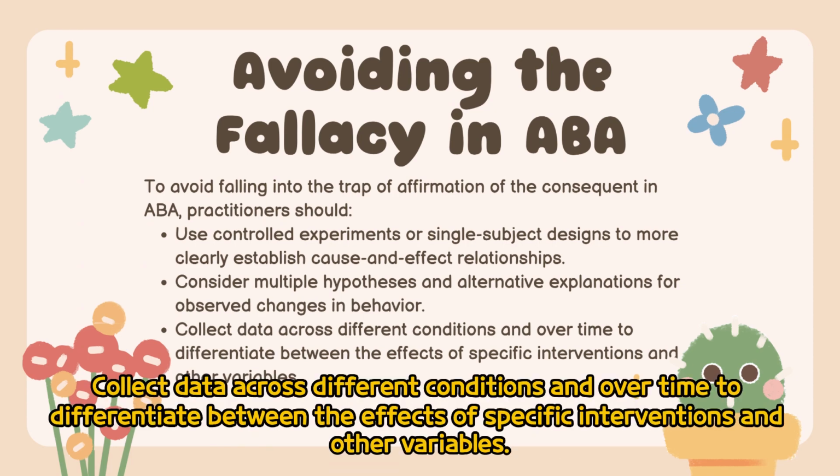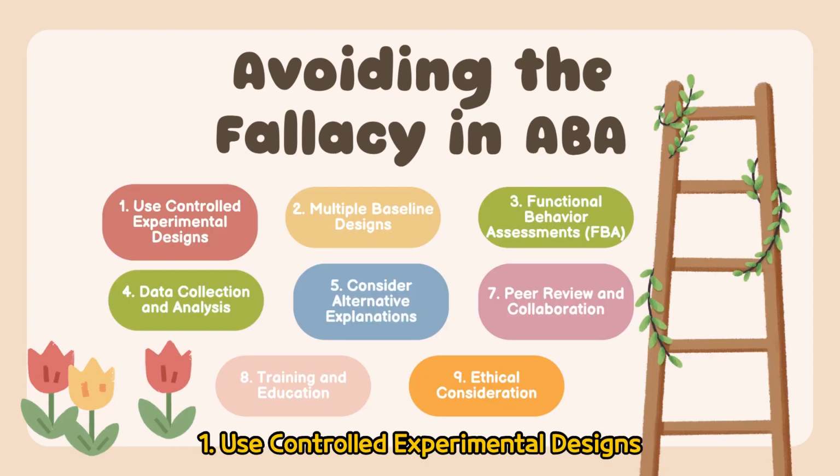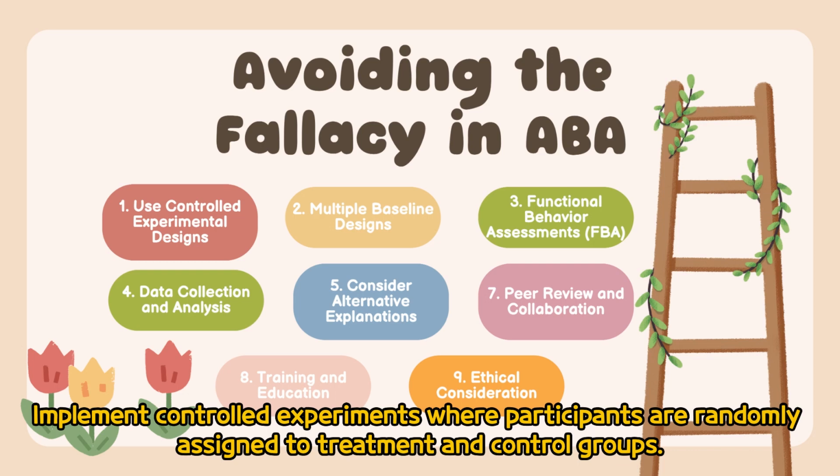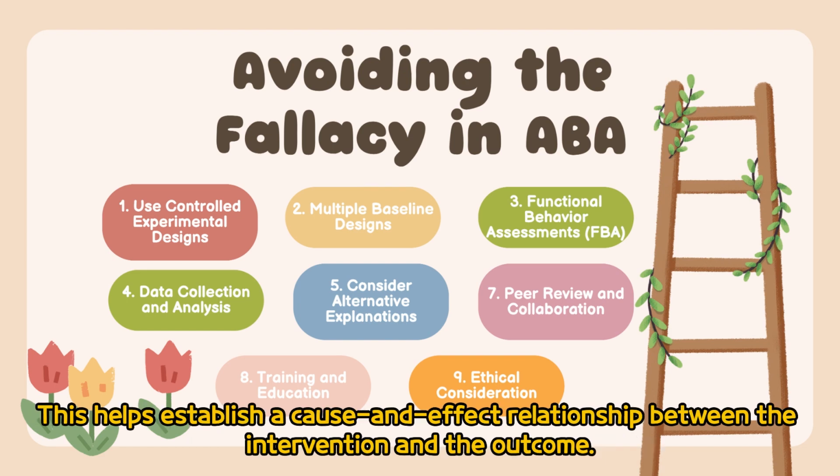Collect data across different conditions and over time to differentiate between the effects of specific interventions and other variables. 1. Use controlled experimental designs. Implement controlled experiments where participants are randomly assigned to treatment and control groups. This helps establish a cause and effect relationship between the intervention and the outcome.